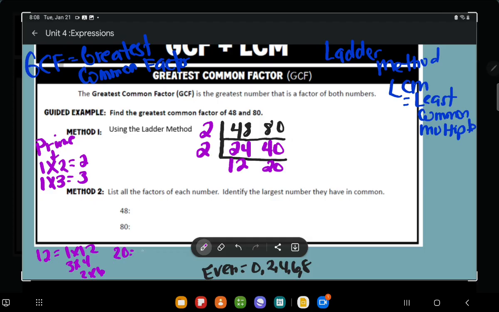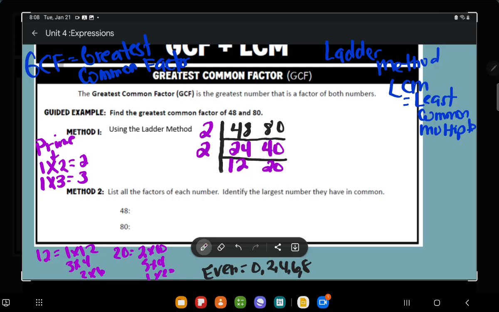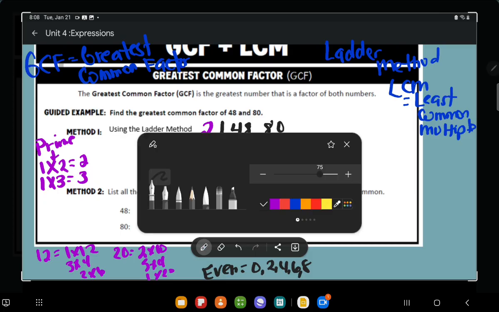20. How many ways can I make 20? 2 times 10, 5 times 4. Is that it? 1 times 20. So there's 6 factors of 20, so it's not prime. Since it's not prime, I'm going to draw another line on my ladder here. And I'm going to keep dividing.